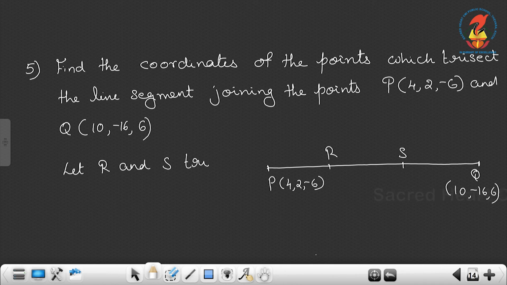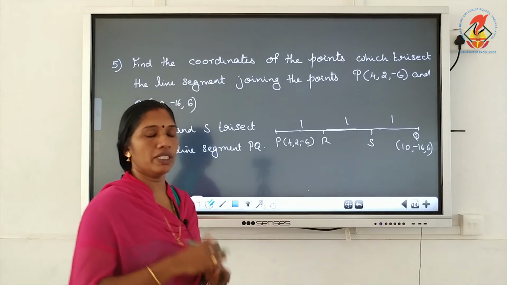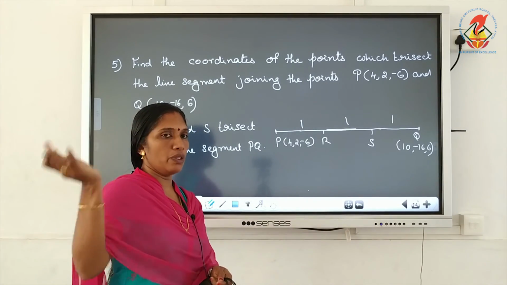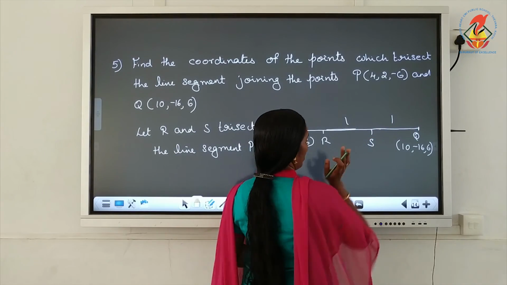trisect. Bisect means 2 equal parts. Trisect the line segment PQ. Then we have to find the coordinates of R and S. So trisect means equal parts. Ratios are equal. That's the meaning. So 1, 1, 1. If it is 2:2:2, then we can reduce it and we can write 1:1:1. Okay. So all the parts are 1.